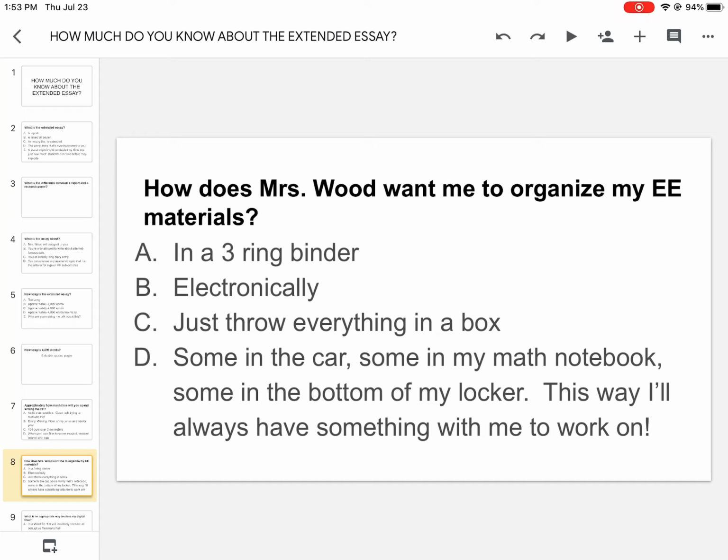So you're going to have a lot of EE materials. How should you organize them? Really, I'm happy as long as you organize them. Even if that is C, just throw everything into a box. Is that the best way to organize it? Certainly not. But as long as you can find your materials, we're in pretty good shape. Your best bet is probably B, electronically, especially because the 2020-21 school year is going to be probably a bit unpredictable. It's going to be really good to always know where your materials are if they're stored electronically.